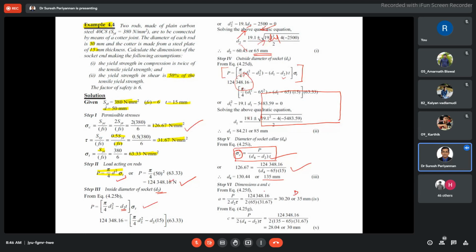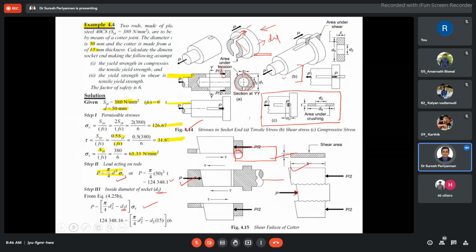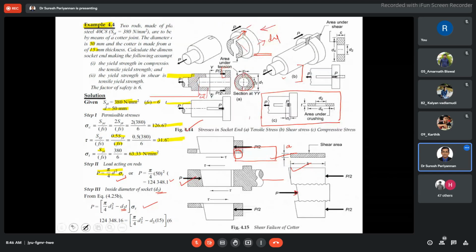Then what are the dimensions A and C? Because some students may have forgotten, I always put this figure up. A is here, this region, as clearly mentioned in the earlier figure. And C is the thickness of the collar, this one.